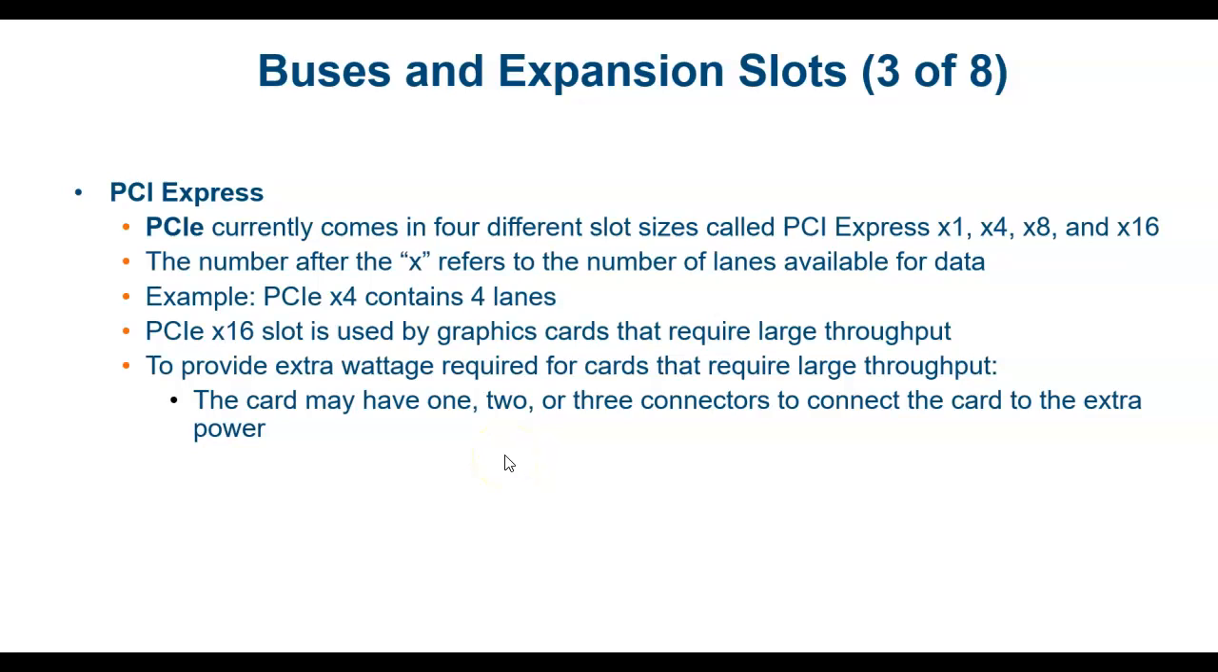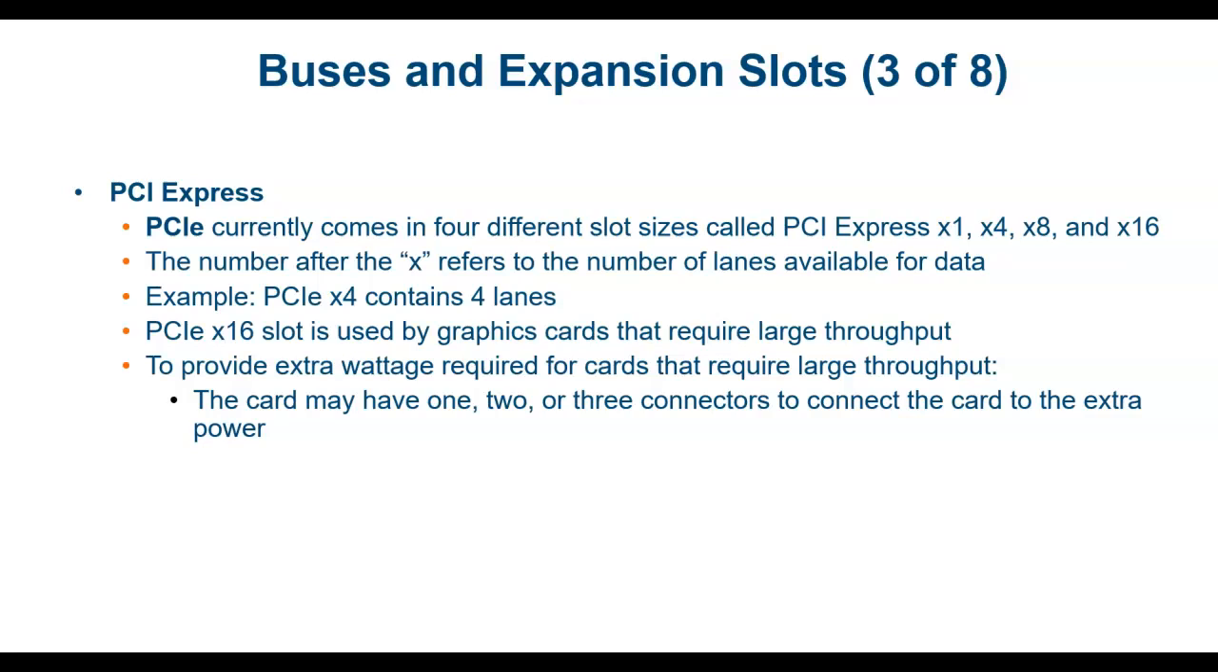PCI Express, called PCIe, comes in 4 different slot sizes: X1, X4, X8, and X16. The number after the X refers to the number of lanes available for data. Example, PCIe X4 contains 4 lanes. PCIe X16 slot is used by graphics cards that require large throughput.